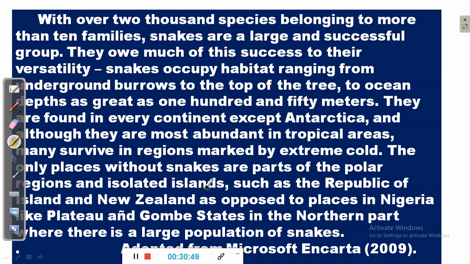The only places without snakes are parts of the polar regions and isolated islands such as the Republic of Ireland and New Zealand, as opposed to places in Nigeria like Plateau and Gombe states in the northern part where there is a large population of snakes. And we have a footnote showing us that this passage was adopted from Microsoft Encarta of 2009.